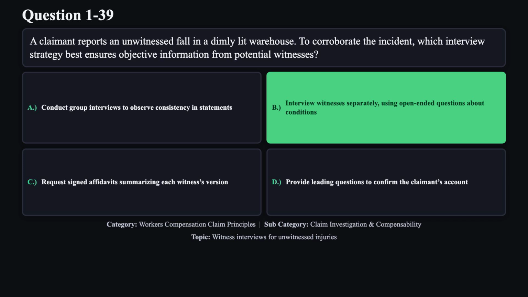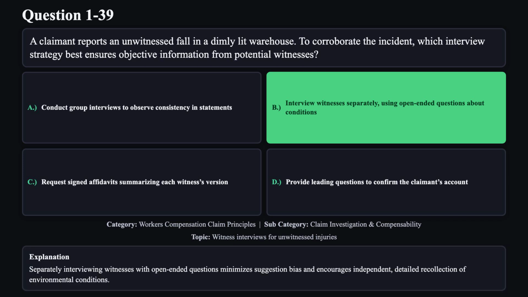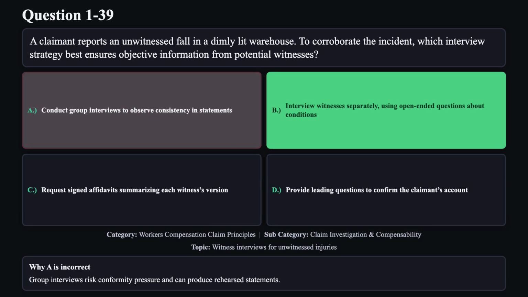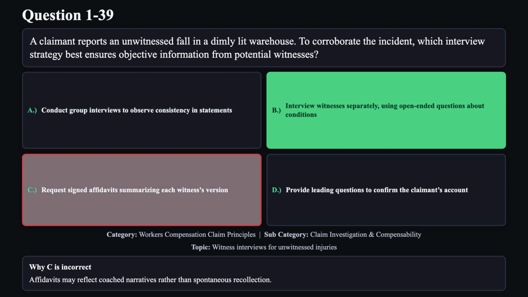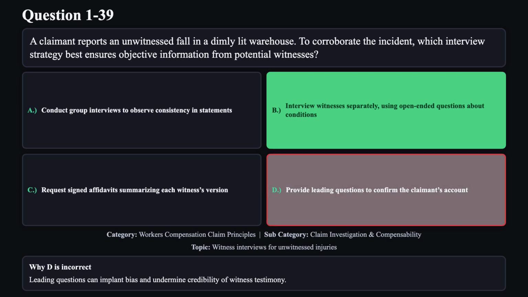The correct answer is B. Separately interviewing witnesses with open-ended questions minimizes suggestion bias and encourages independent, detailed recollection of environmental conditions. Reason A is not correct. Group interviews risk conformity pressure and can produce rehearsed statements. Reason C is not correct, and affidavits may reflect coached narratives rather than spontaneous recollection. Reason D is not correct. Leading questions can implant bias and undermine credibility of witness testimony.